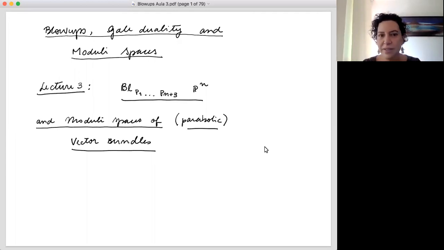So this is the third lecture of the mini course on blowups, Gale duality, and moduli spaces. In the first two lectures, we have discussed blowups of projective spaces at points in general position. Today we are going to introduce the second topic, the topic of moduli spaces. And also I will start discussing Gale duality. Okay, so let me start.